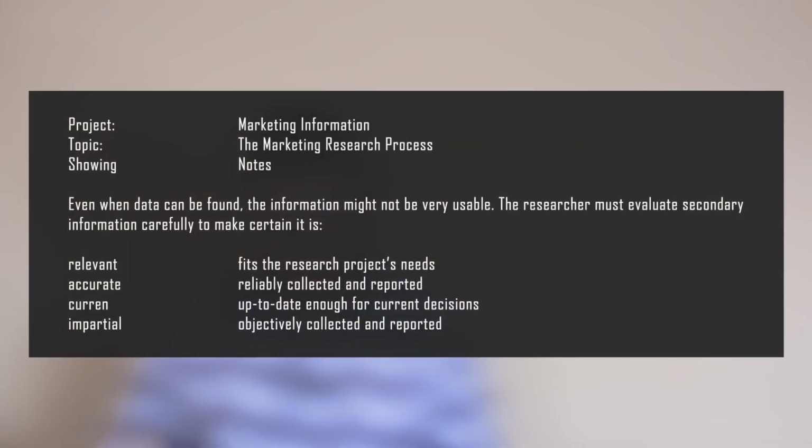Even when the data can be found, the information might not be very usable. The researcher must evaluate secondary information carefully to make certain that it is relevant. This means that it fits the research project needs; it is accurate, so it is reliable, collected and reported; it is current, so it is up to date enough for current decisions; and impartial, so it is objectively collected and reported.